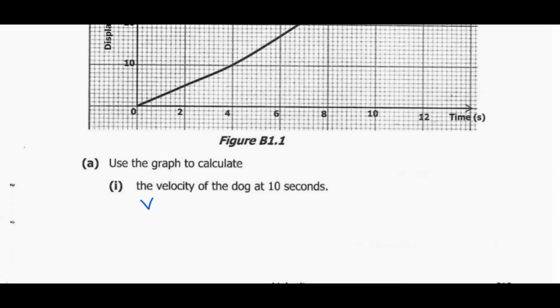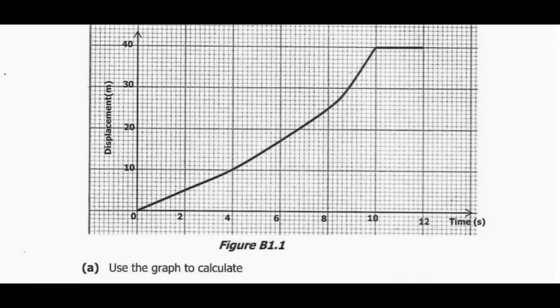So velocity is equal to displacement, which is s, over time. Now time is given as 10, so let's use time to find the displacement. Time 10 is here, so we need to move parallel to the y-axis until it touches the curve. So this is our curve. Then we turn 90 degrees to the left.